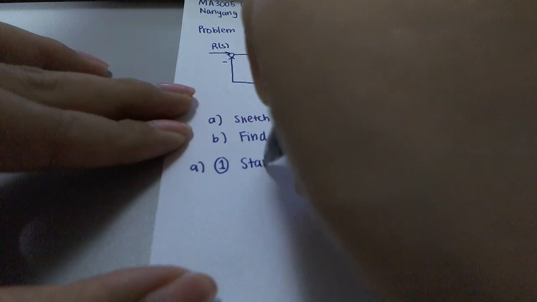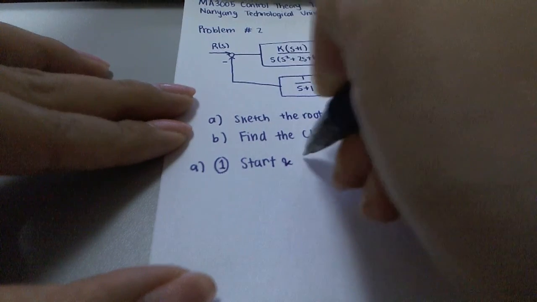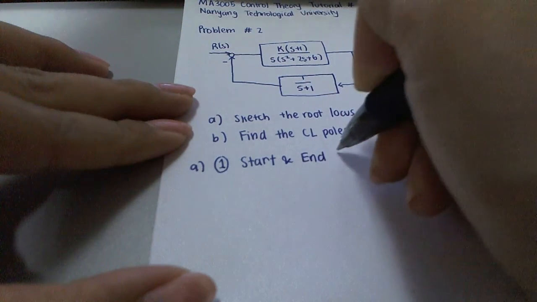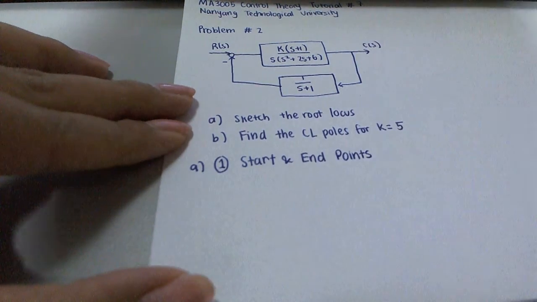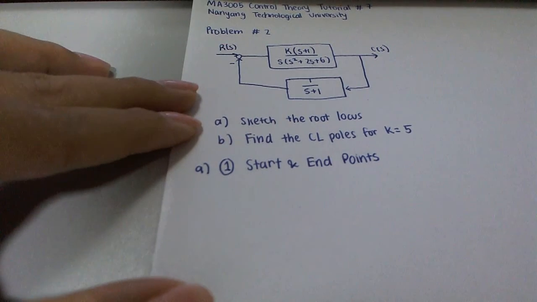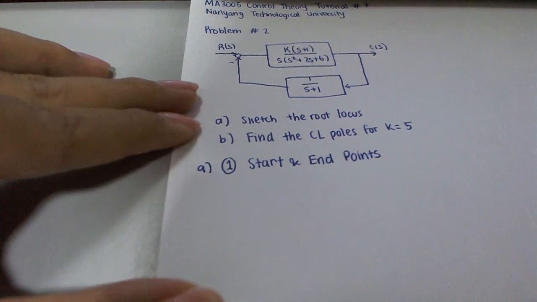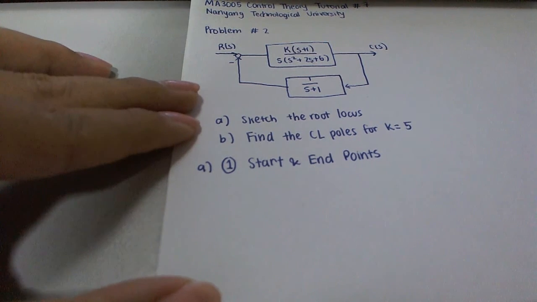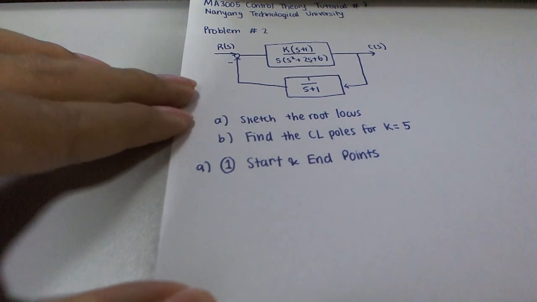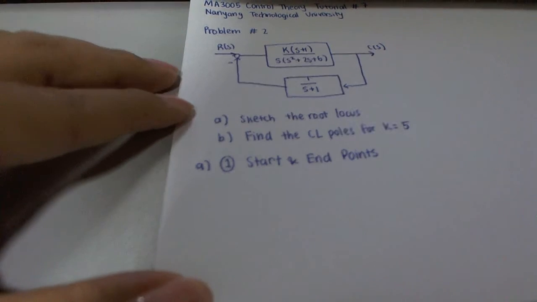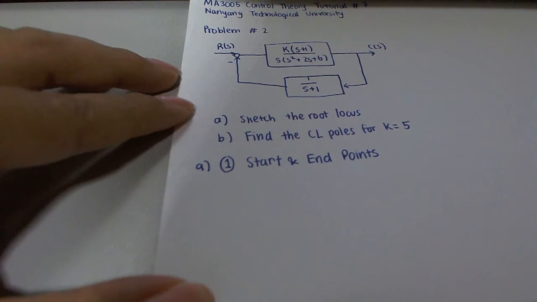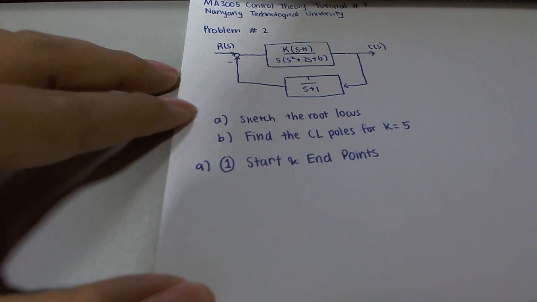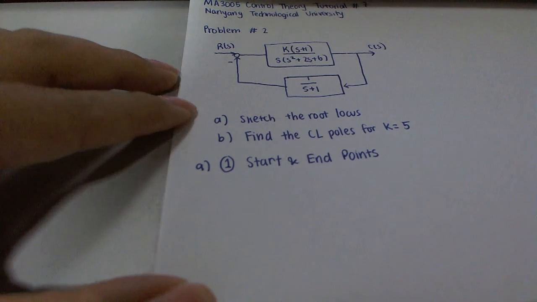First of all, we have to find the start and end points of the root locus. The starting points are always from the open loop poles and the ending points are always at the open loop zeros. In the event where the number of open loop zeros is less than the number of open loop poles, that means the ending points are at infinity. So some of the open loop poles will end at infinity.